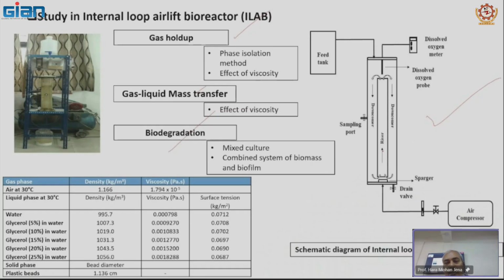One is the riser, that is the draft tube, the central tube. The rise of the fluids is there. Then in the downcomer, downflow of the immobilized cells is there. The different types of liquid, gas phase, liquid phase and solid phase that are used are mentioned in this table, and a photographic view of this reactor is shown here.